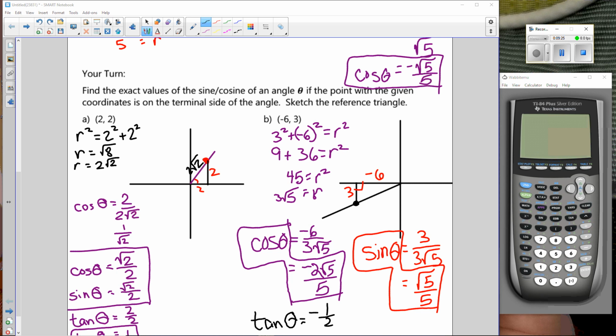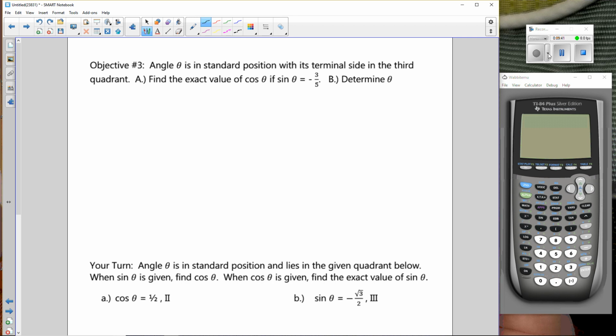All right, and then here's the answer for part B. You should have seen some familiar fractions. We did one pretty similar to that earlier. So there's your answers. All right, and the last problem. So this time they give us some information about theta and its terminal side being in the third quadrant.